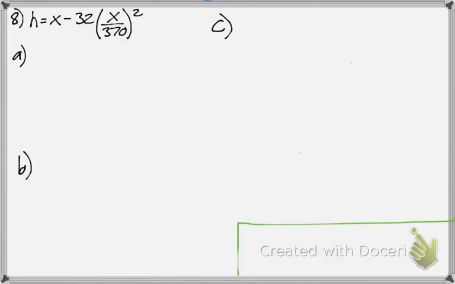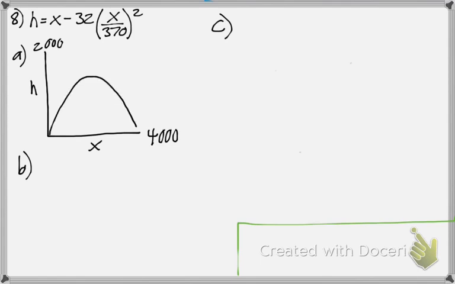So for number 8, it says if a cannonball is fired with a velocity of 370 feet per second, it will follow the graph of this function where distances are measured in feet. Part A says plot the graph of the flight of the cannonball. So the window that I used was 4,000 for the X max and 2,000 for the Y max, and the graph looks like this.